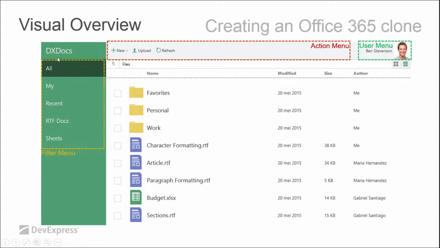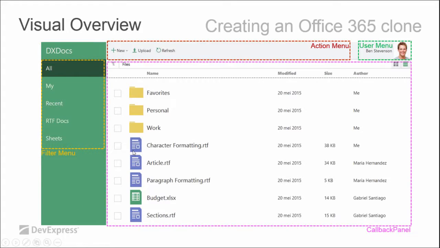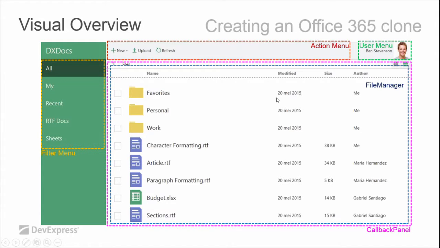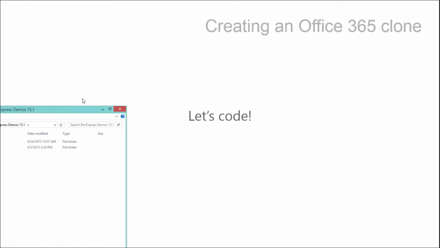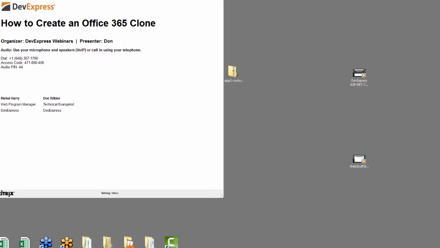And then we have the filter menu. And on the main area, we have a callback panel. Now, we use the callback panel so that we can easily do things like switching between the details view and list view. And within the callback panel, we're using a file manager. So with that, let me hand it over to my colleague, Don. And while he takes over the screen, I'll quickly mention that you can, as I said, find all of the DevExpress demos in your local folder under Users Public DevExpress Demos.